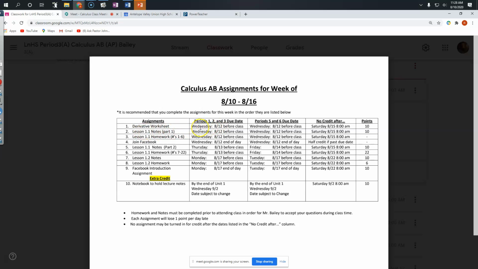Now, remember how I said there's 2 due dates? So for instance, the first thing you guys are going to work on today is called the derivative worksheet. That's due Wednesday before class. Every day after that it's not turned in, you're going to lose a point on it until, come over here to this category that says no credit after, until this Saturday at 8 a.m. If it's not in by then, you don't get any more points at all.